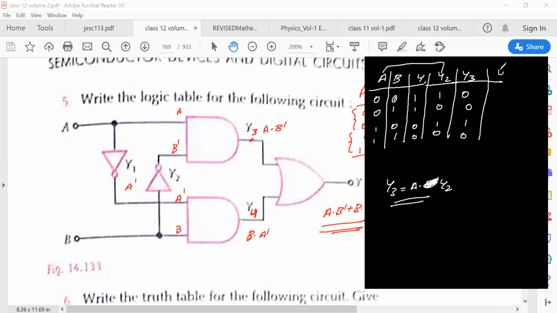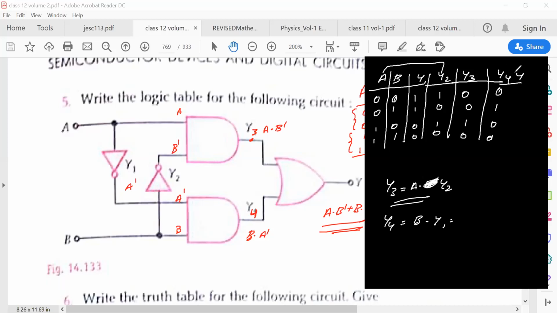Now we'll see y4. So y4 is equal to b dot y1. When both are 1, it will be 1. So 0 1 0 1, it is 0. 1 1 is 1. 0 0 is 0, and 1 0, sorry, 1 0 is nothing but 0. So 1 0 is 0, 0 0, 0 0 1 1 is 1.